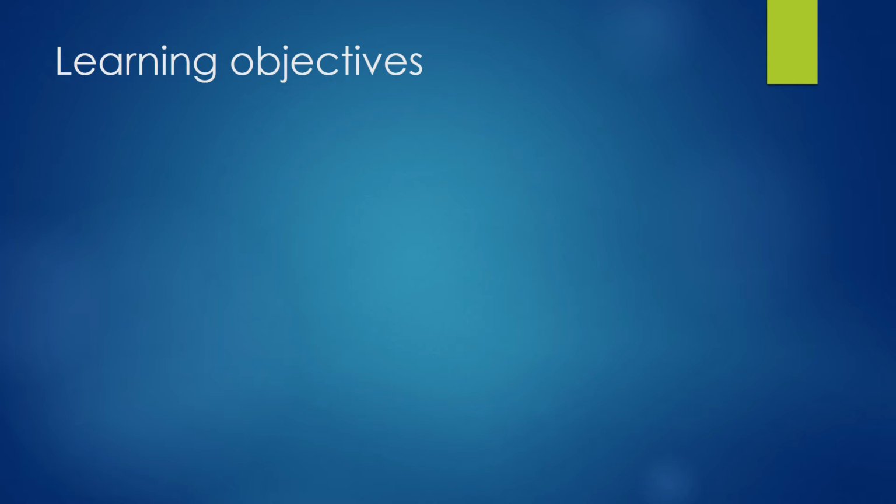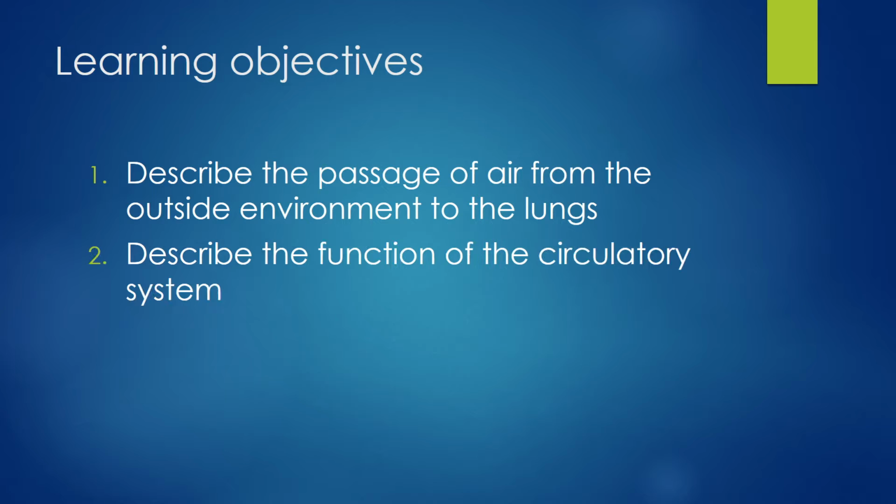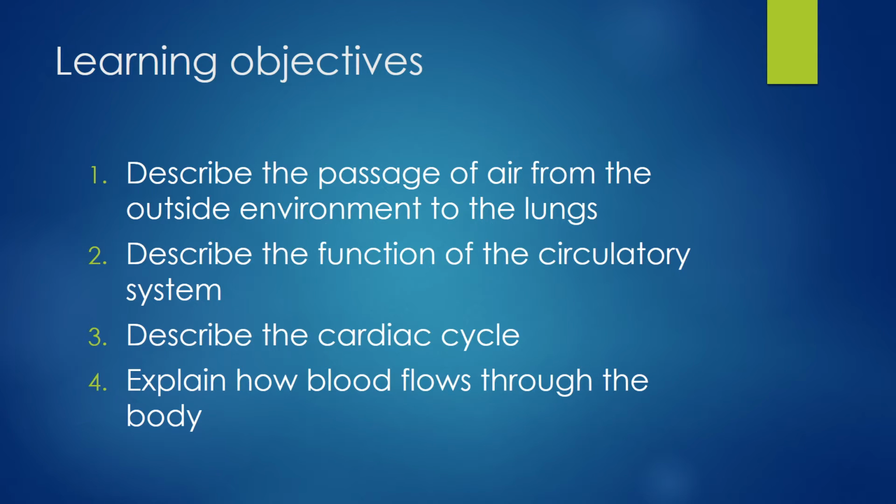The learning objectives for these lessons are to describe the passage of air from the outside environment to the lungs, to describe the function of the circulatory system, to describe the cardiac cycle, and to explain how blood flows through the body.